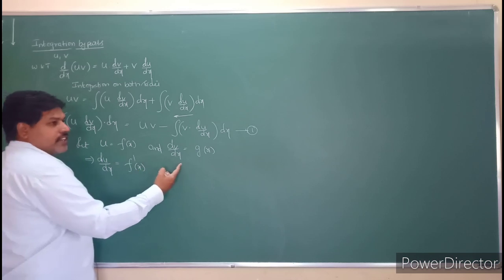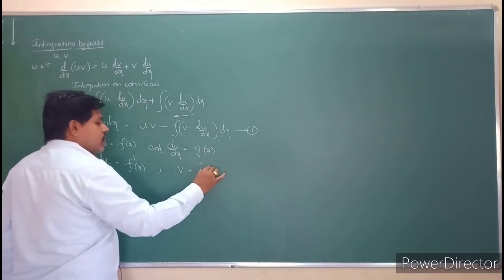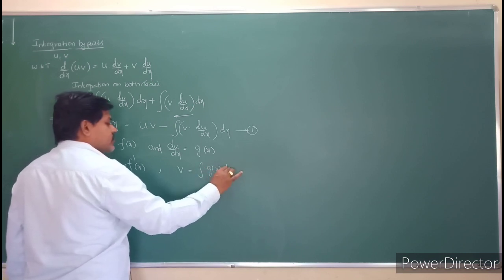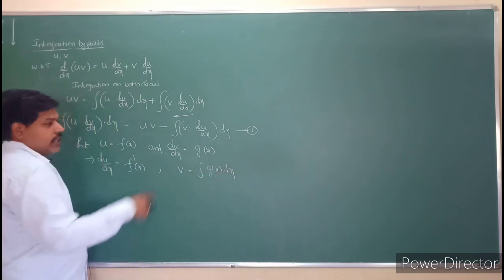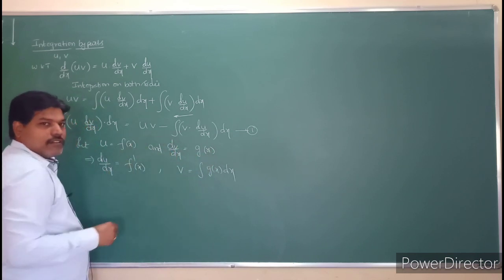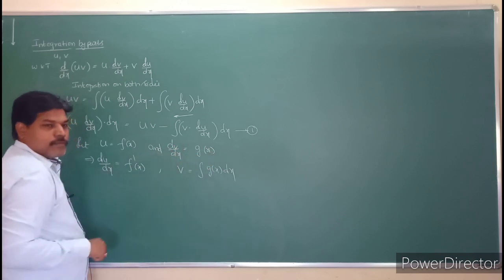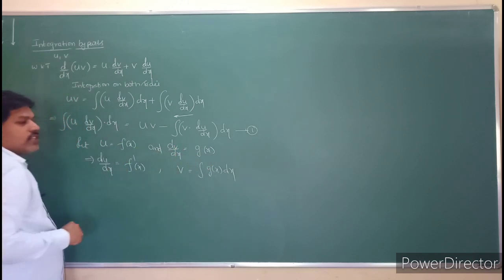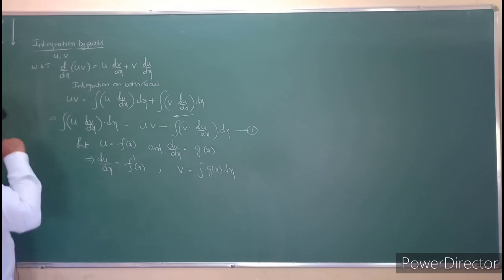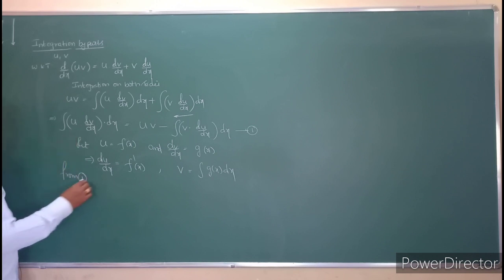And if you apply the integration here, see students, v is equal to the integral of g of x into dx. The derivative of v is g of x, and the integral of g of x is v. Yes or no? So we will substitute these two values in equation 1.